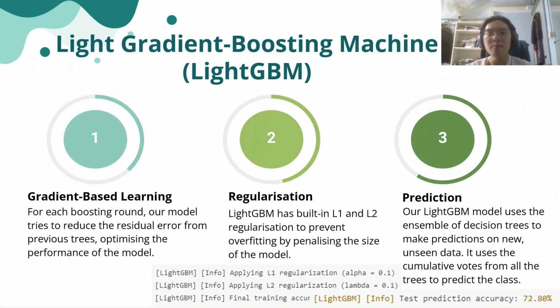LightGBM builds each tree by focusing on the residual errors of previous ones, gradually correcting them to improve performance with each iteration. It includes L1 and L2 regularization to prevent overfitting by penalizing the model complexity. Once trained, LightGBM aggregates predictions from all the trees to make the final classification, enhancing the accuracy.